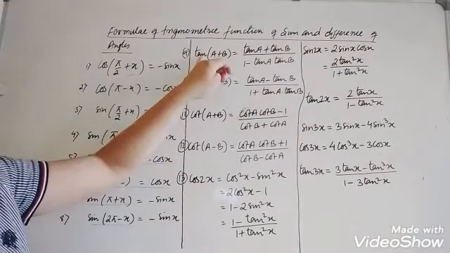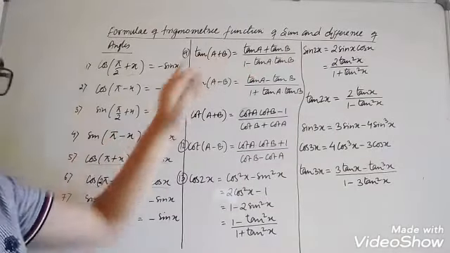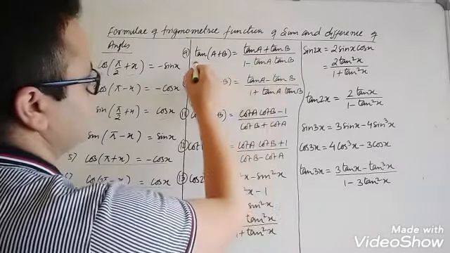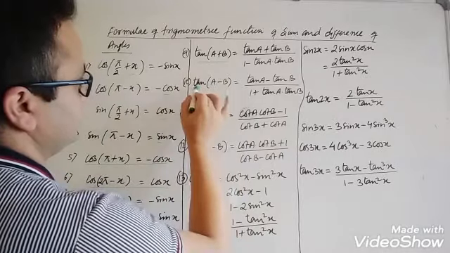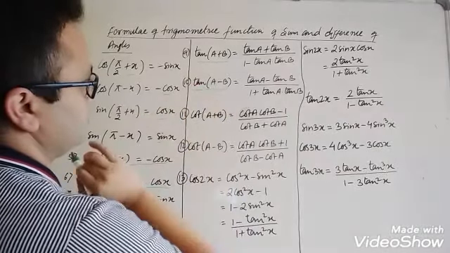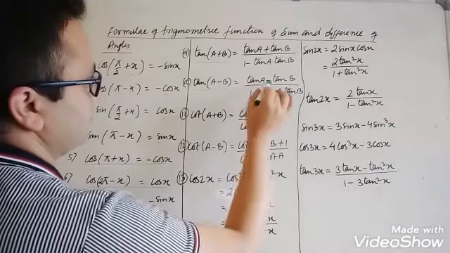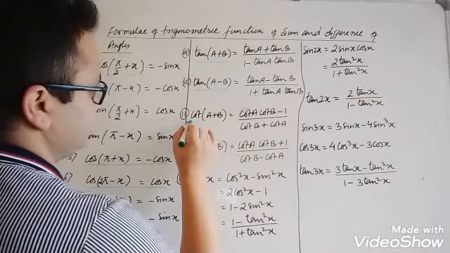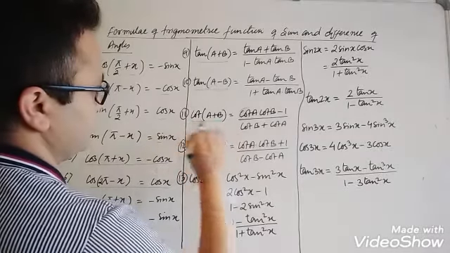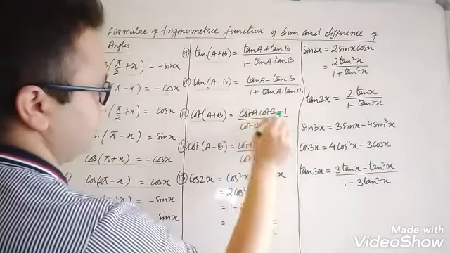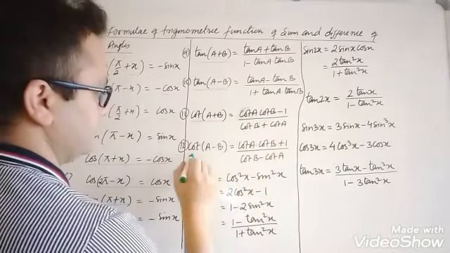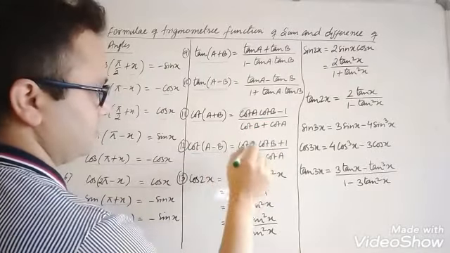So tan(a + b) is (tan a + tan b) divided by (1 − tan a tan b). And tan(a − b) is (tan a − tan b) divided by (1 + tan a tan b). Cot(a + b) is (cot a cot b − 1) divided by (cot b + cot a). Similarly cot(a − b).